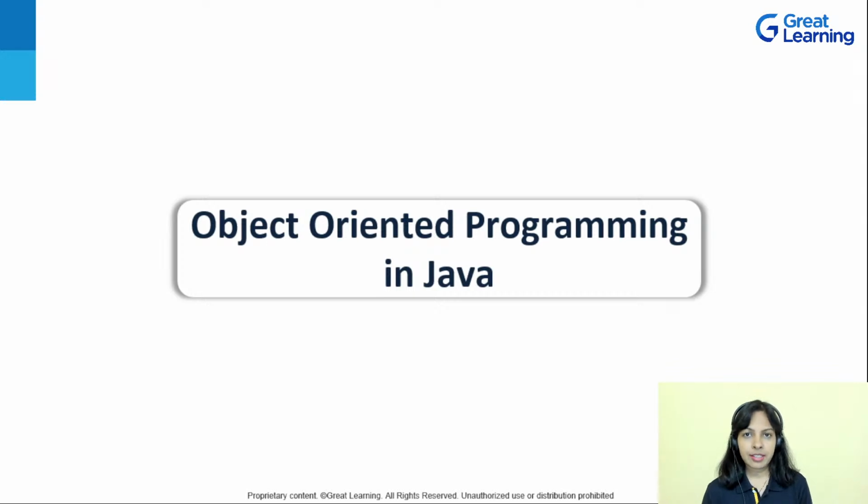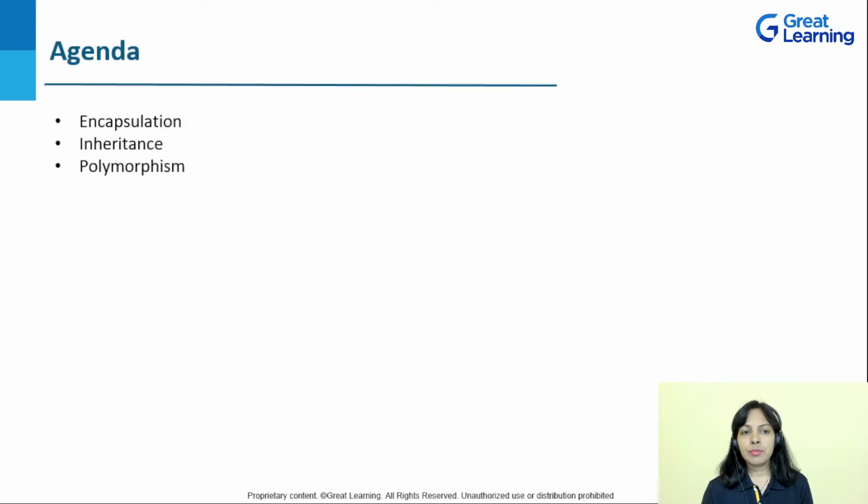So the topic for today's session is object-oriented programming in Java. Under this topic, I'm going to discuss the basic concepts related to the three important pillars of object-oriented programming: encapsulation, inheritance, and polymorphism. The agenda is that I'm going to talk about encapsulation, different aspects of it, maybe some tips and tricks, some insights into what exactly encapsulation is and how it is implemented. Then inheritance, then polymorphism.